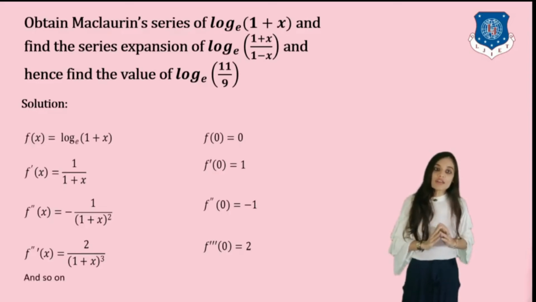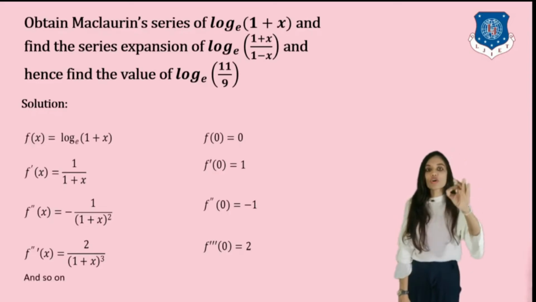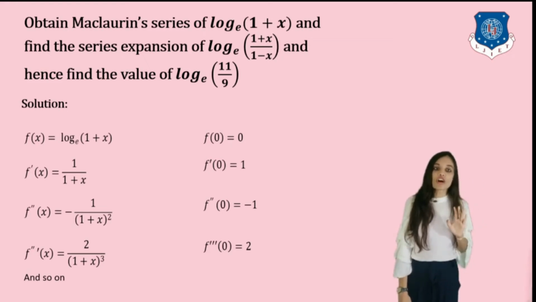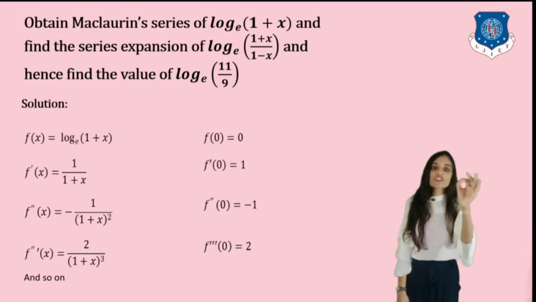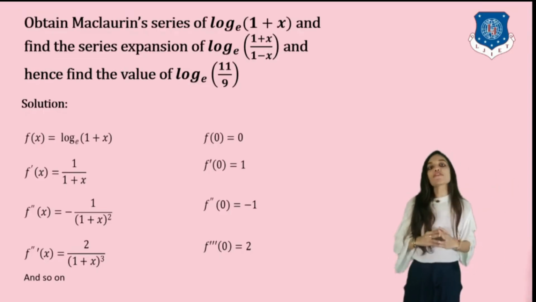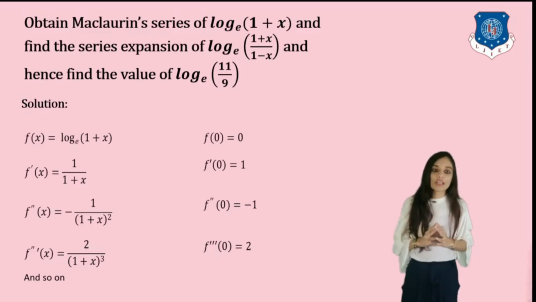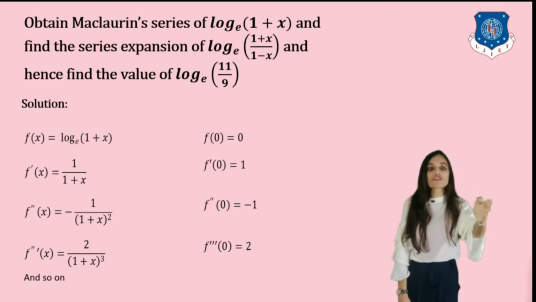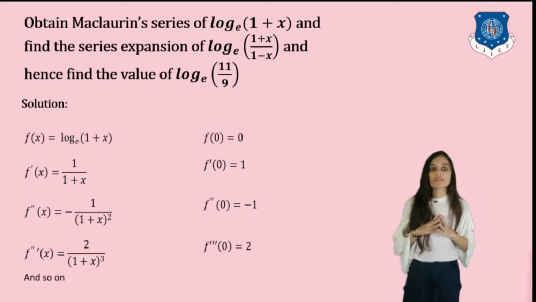Now what we will do is, we'll put the value of x as 0 in our f of x and its derivatives. So start putting the value of x as 0. So f of 0, that will be log 1, that will be equal to 0. Similarly your f dash of 0 will be equal to 1, f double dash of 0 will be equal to minus 1, f triple dash of 0 is equal to 2 and so on.